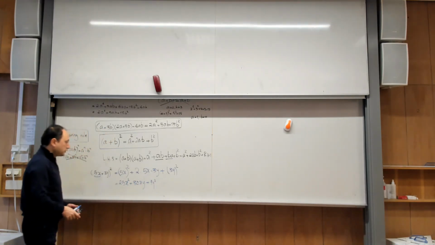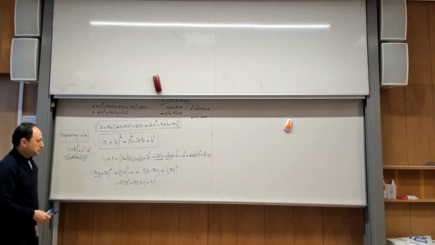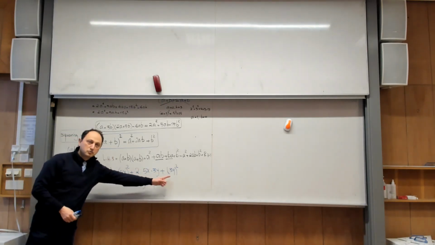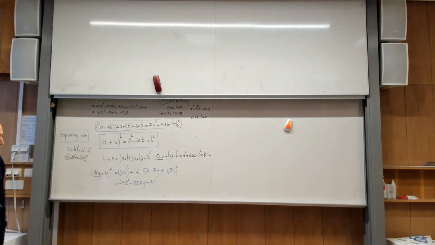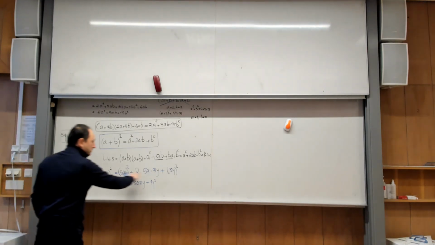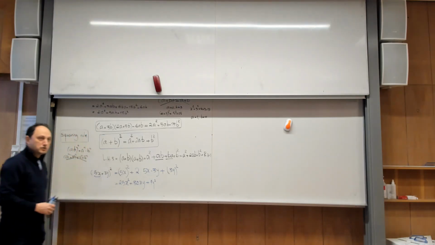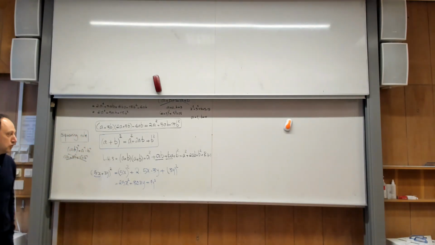And I really want you, after a little bit of practice, not to write this middle step. Immediately write this one, okay? But if you make mistakes, please do not do that. Write the middle one and then simplify it to this one. So that is the whole point of this lesson. Any questions?